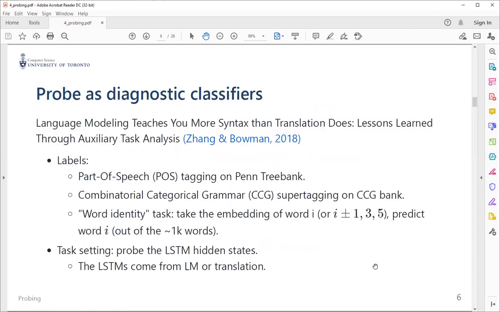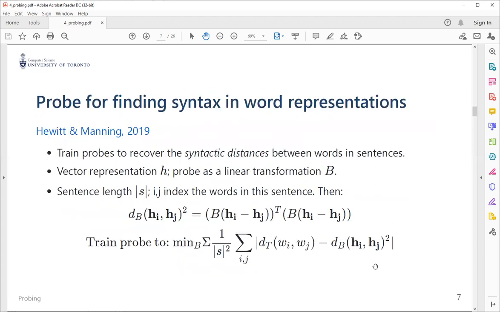So the previous two papers are using probing as diagnostic classifiers. They try to detect whether the representations are capable of doing something. And this paper uses another formulation of this target.